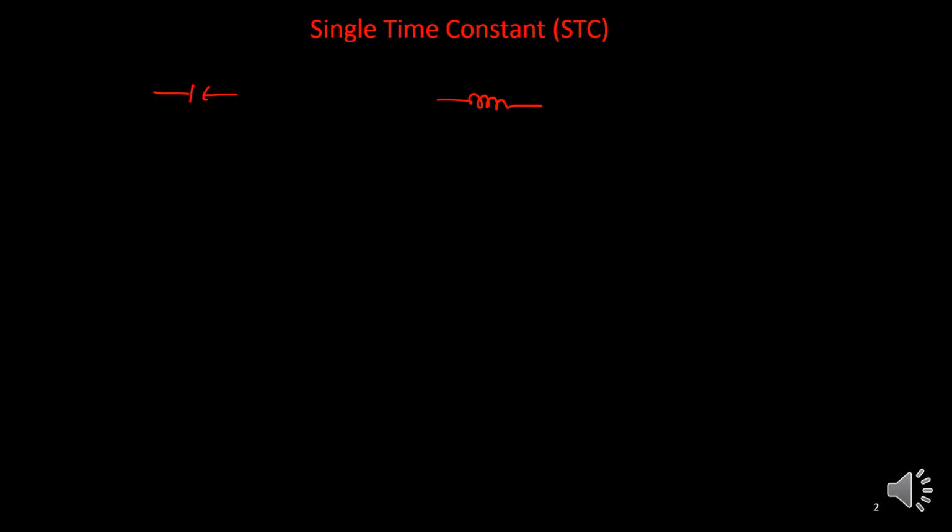So this capacitor is C, this inductance is L. If a circuit contains one resistance and one capacitor equivalently, then obviously it is a single time constant circuit. Similarly here also I can have one inductor and one resistance. This is absolutely fine. This is one inductance L and resistance R. It is also a single time constant circuit.